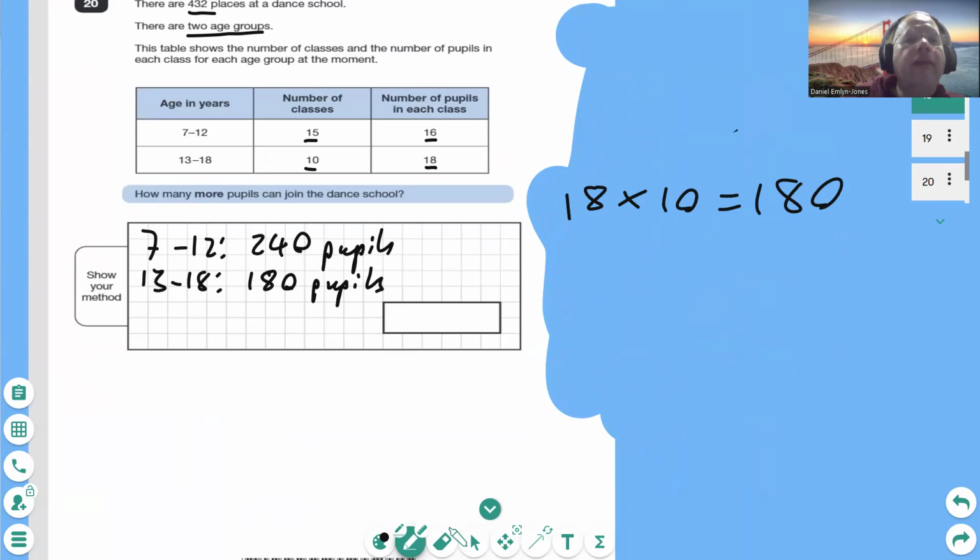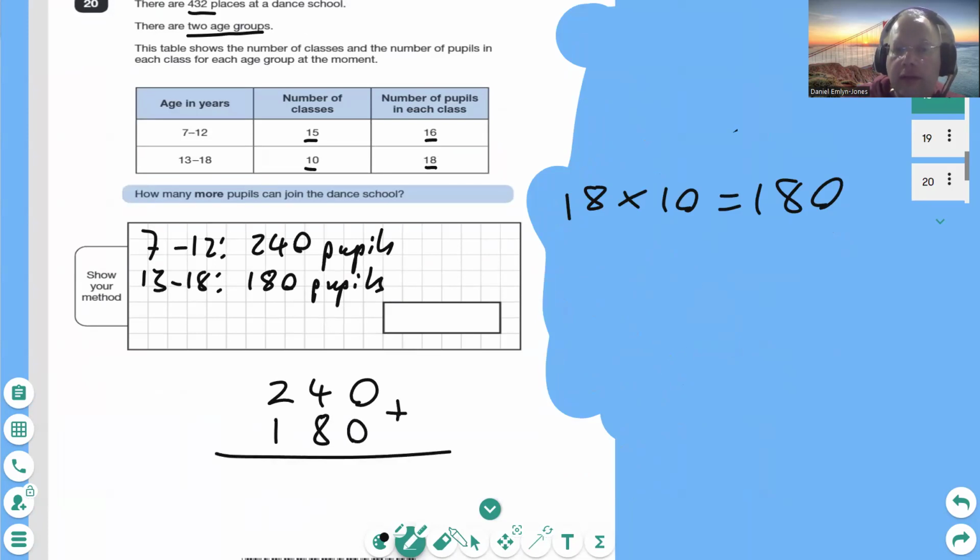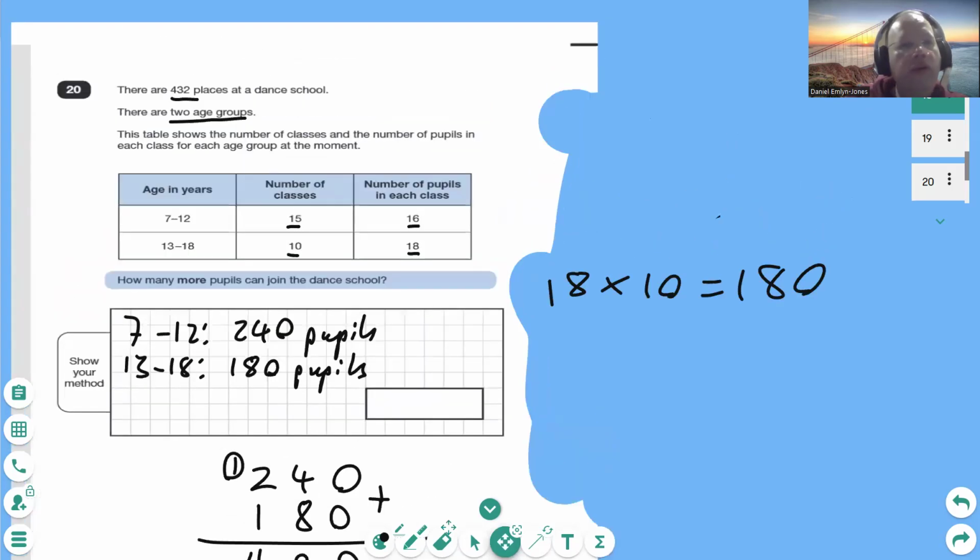My excuse. So then you add them together. 240. We have 240 in 7 to 12. 180. Add them together. 0 plus 0. 8 plus 4, 12. 420 students we got.